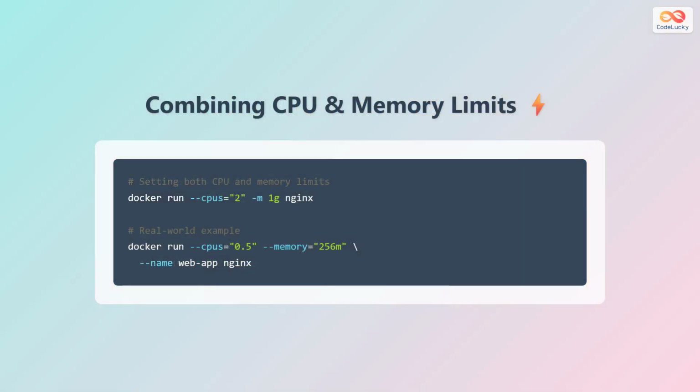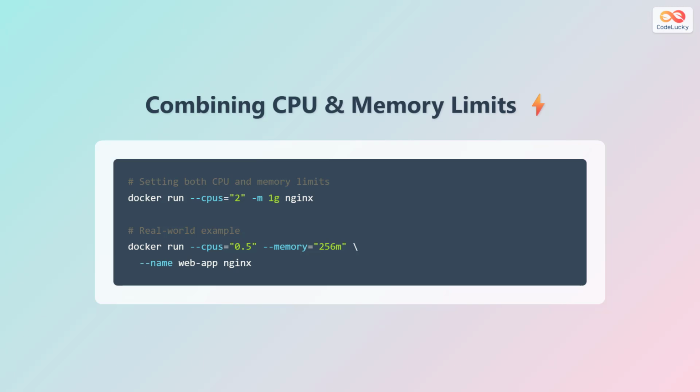Now let's combine CPU and memory limits for a more comprehensive resource management strategy. To set both CPU and memory limits, use the following command. docker run --cpus=2 -m 1g nginx. This command limits the container to 2 CPUs and 1 gigabyte of memory.